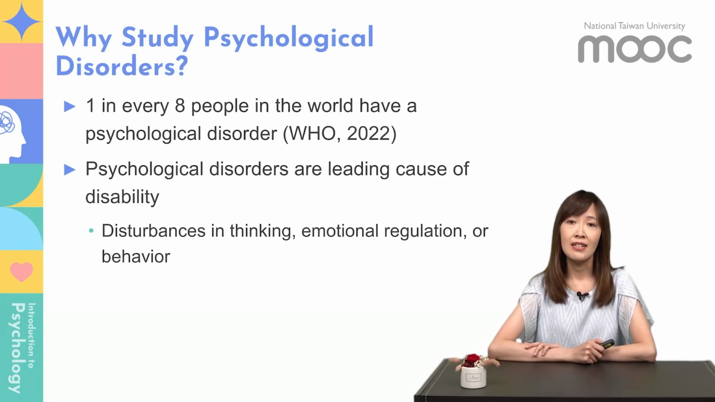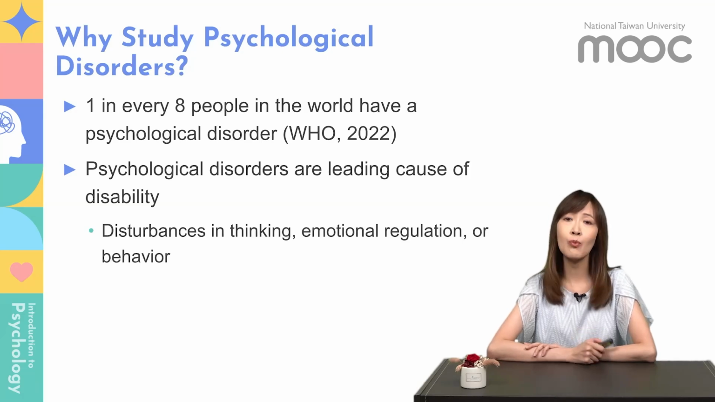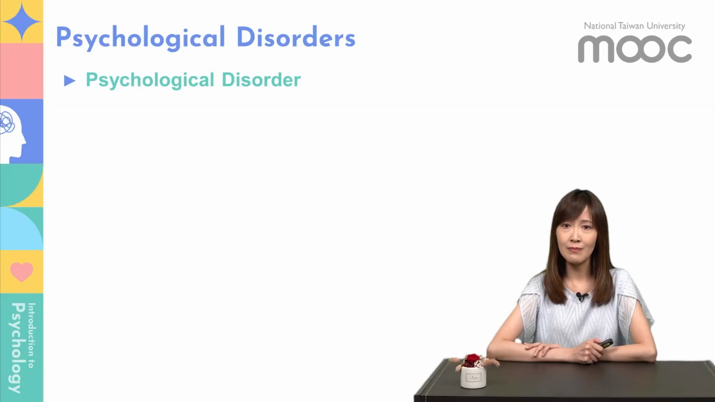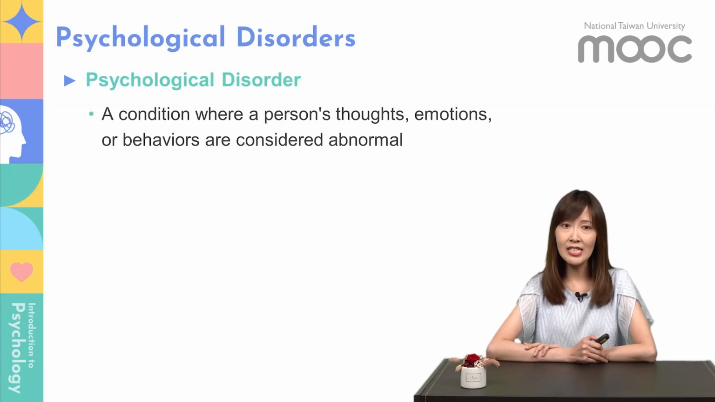But how about this? A father just experienced the death of his own child. He's sad and he cries. Would you say this father has a psychological disorder? Well, you might not be sure about that, and you might say, well, you need more information. Then where to draw the line between sadness and depression? That's why we need to learn psychological disorders. So what is psychological disorders? By definition, it's a condition in which the person's thoughts, behaviors, and feelings are judged to be abnormal.